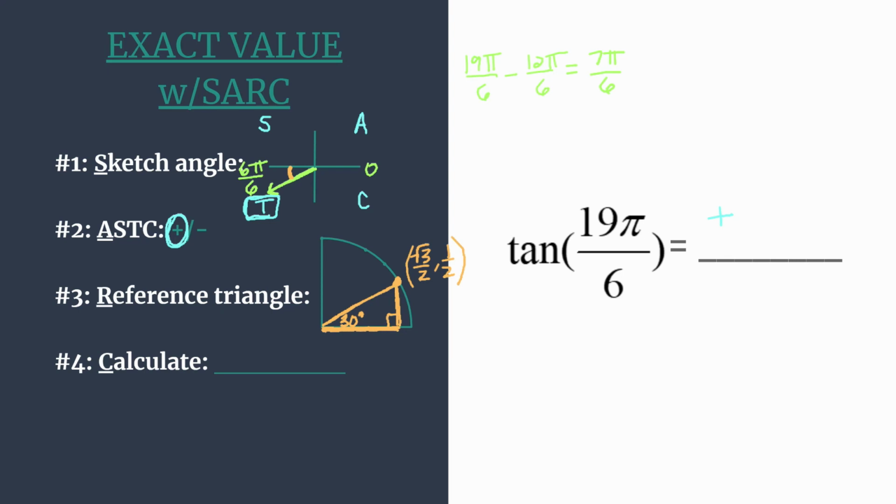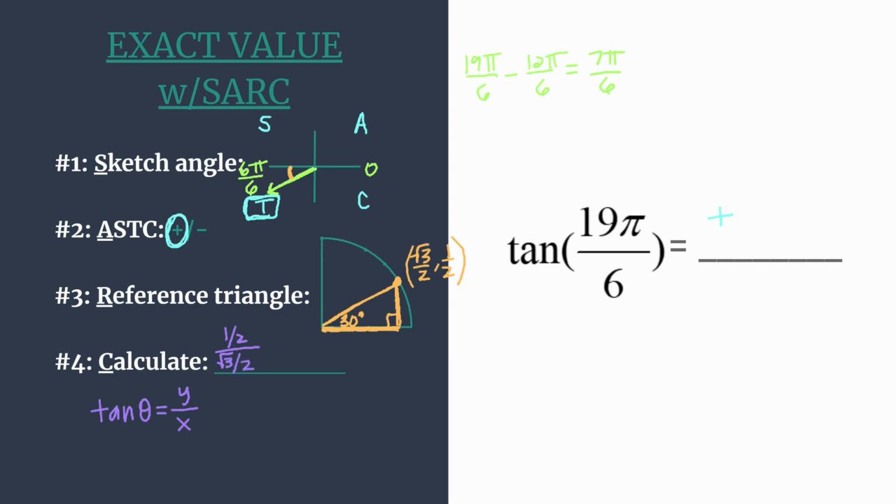All right, and now we can do our final and most important step where we calculate our value for the tangent of 19 pi over 6. And remember, we've already decided it's positive, and that's why we're working here with these first quadrant positive values. So we know that the tangent of an angle on the unit circle will be y divided by x. So we're going to calculate 1/2 divided by square root of 3 over 2.